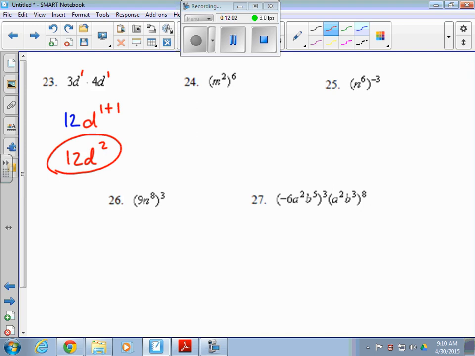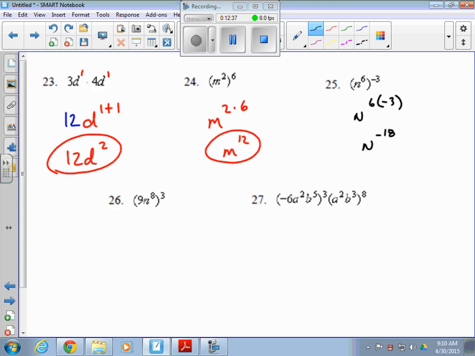For 24 and 25 and 26, you're raising powers to powers. M squared is being raised to the 6th power. Now you don't add the exponents 2 and 6. Now you multiply the exponents. M to the 2 times 6 is M to the 12th power. N to the 6 times negative 3 is N to the negative 18. The difference between this one and the last one is that now it's negative.